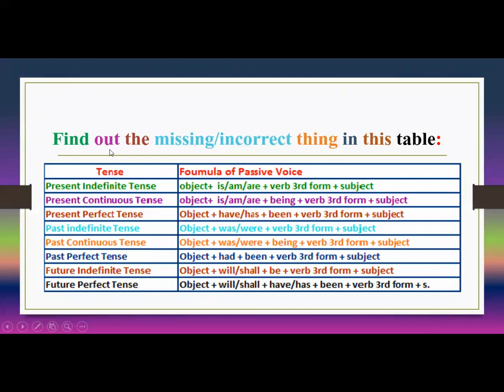Moving towards the next table. This table is being made. This table is made by me, and here I'm going to ask you to find out the missing or incorrect thing in this table. Let's go. There is the chart of all the tenses and the formula of passive voice, but the formula of passive voice includes something missing or incorrect. You have to figure it out, then I'll tell. Basically, you can write in the chat or comment box. I will answer you.